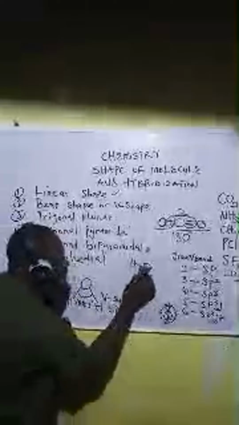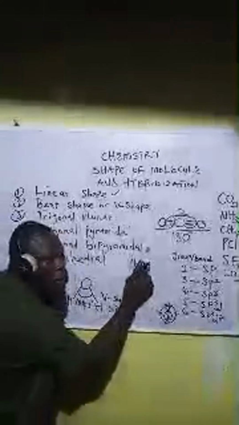I repeat, look at water. The valence electrons of oxygen are what? Oxygen has 6, hydrogen has only 1. Let me explain it again. The network was a little glitchy. Now look at the central atom. What is it? Oxygen.